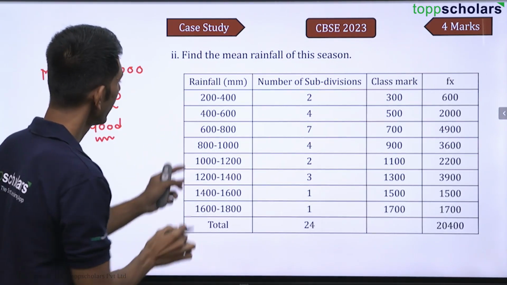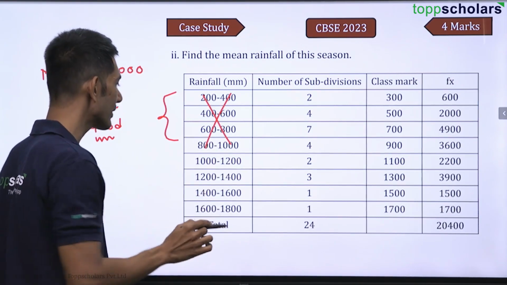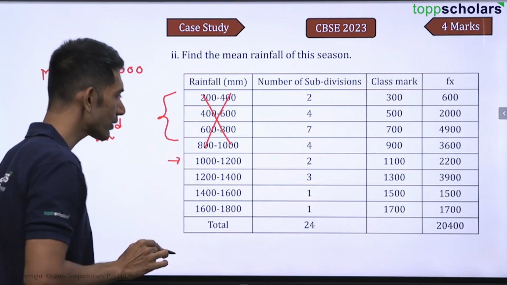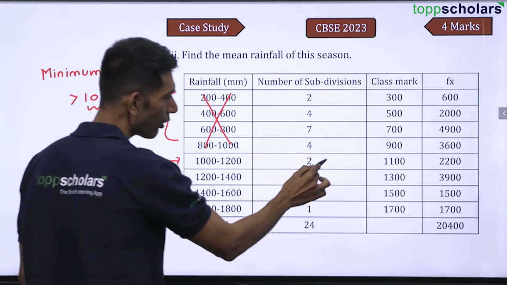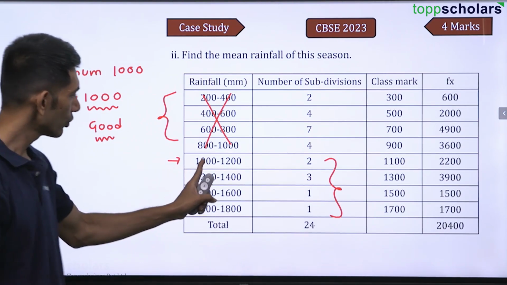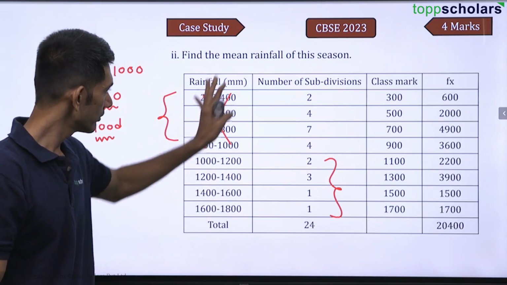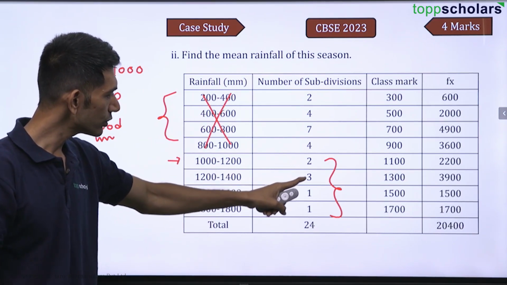So see, up to this we need to ignore, because till this it is less than 1000. From here it is more than 1000. So can I say all of them fall under the category of good rainfall? So from 1000 to 1800 they are good rainfall. This is in millimeter. So 2, 3, 1, 1.